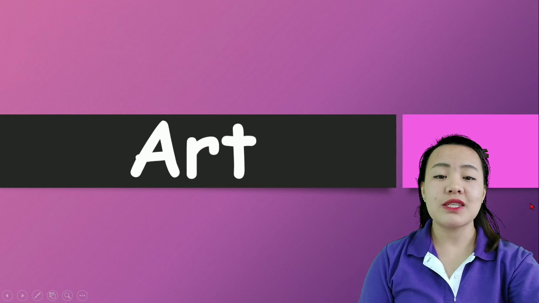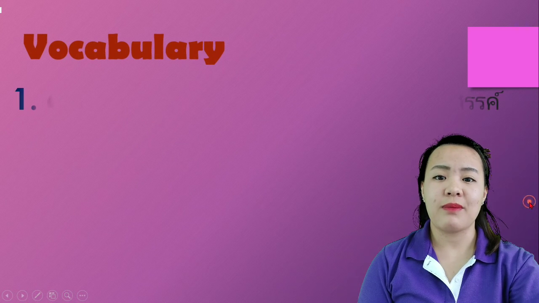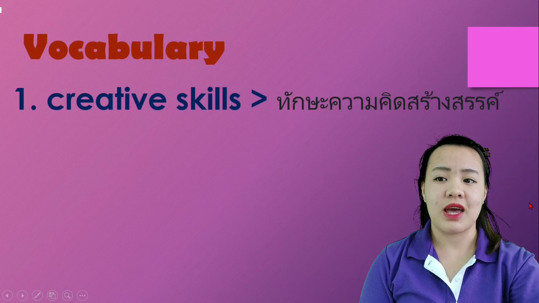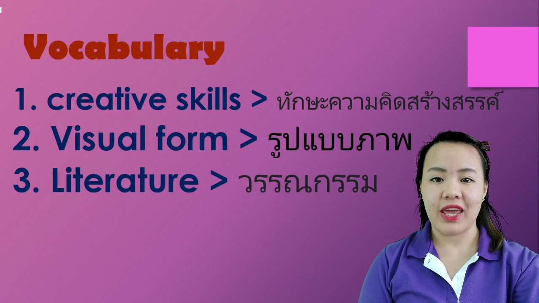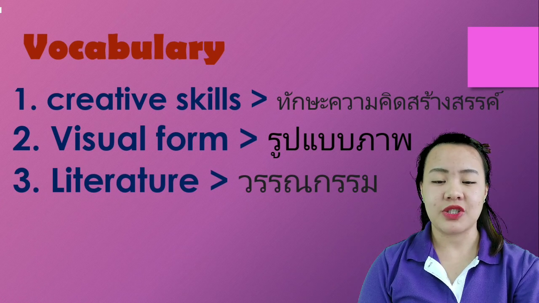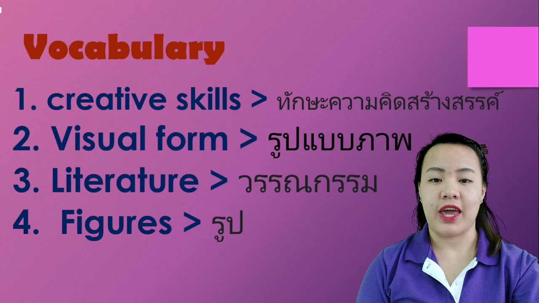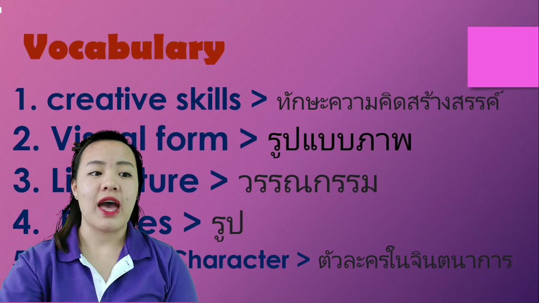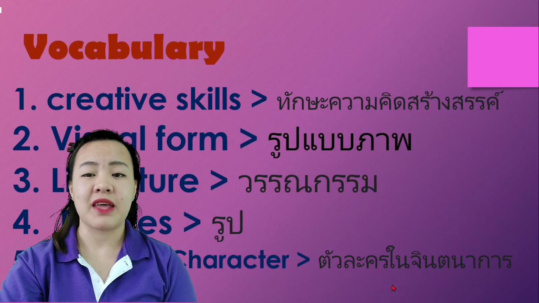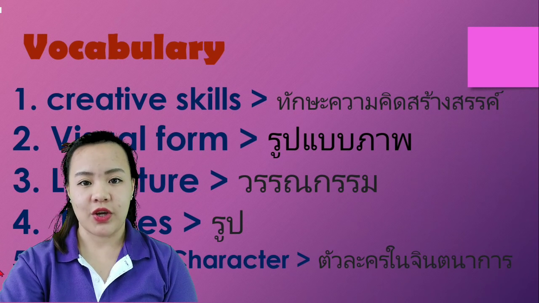Okay, so before we start, let us read first our vocabulary for today. Vocabulary number 1, creative skills. Number 2, visual form. Number 3, literature. Number 4, figures. Number 5, imaginary character. I've written there some Thai words. I hope it helps you understand the words correctly.